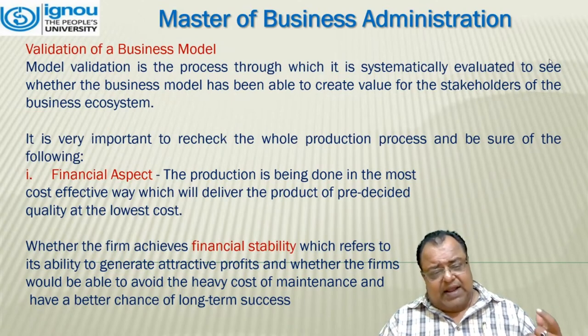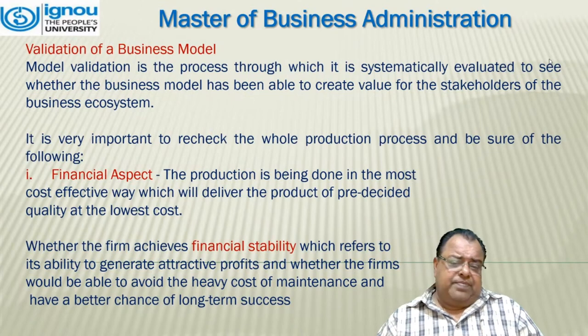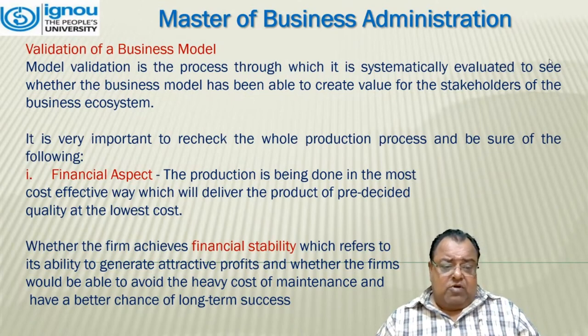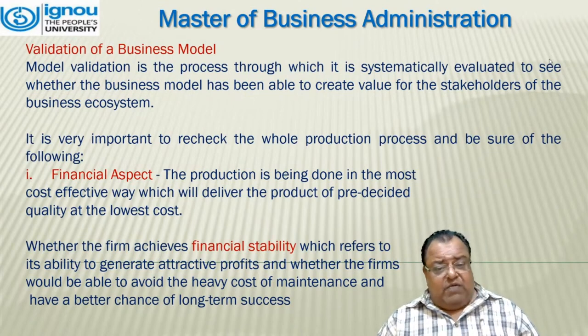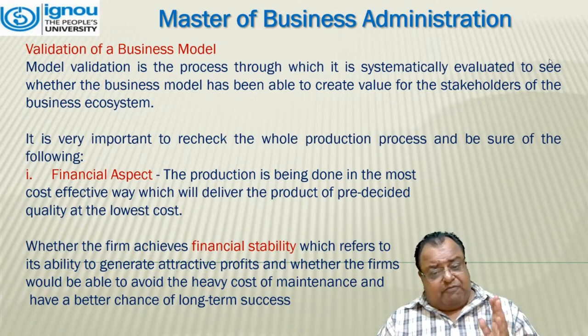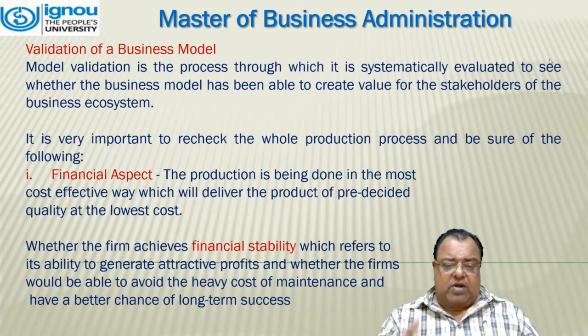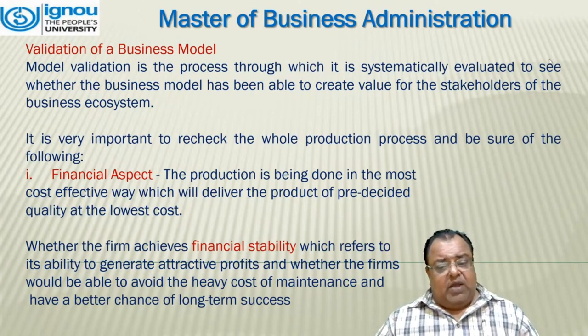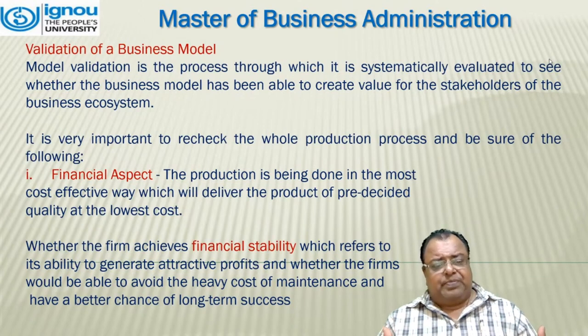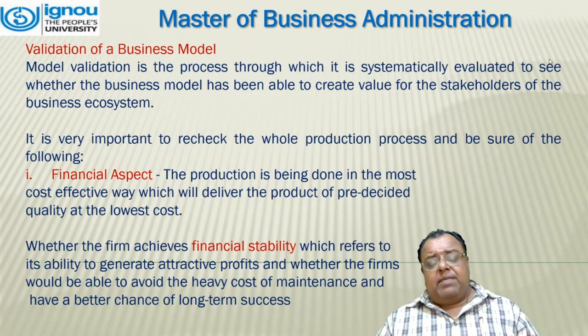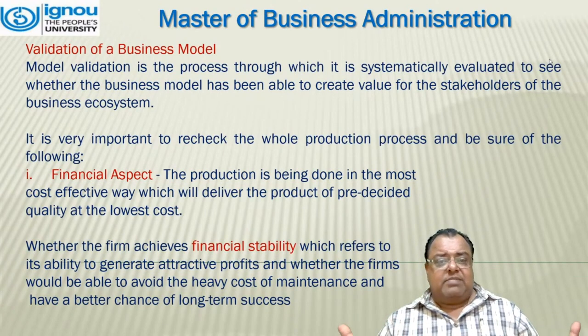First one is the financial aspect. The production is being done in the most cost-effective way, which will deliver the product of pre-decided quality at a lower cost. Whether the firm achieves financial stability, which refers to its ability to generate attractive profits, and whether the firm would be able to avoid the heavy cost of maintenance and have a better chance in long-term success.